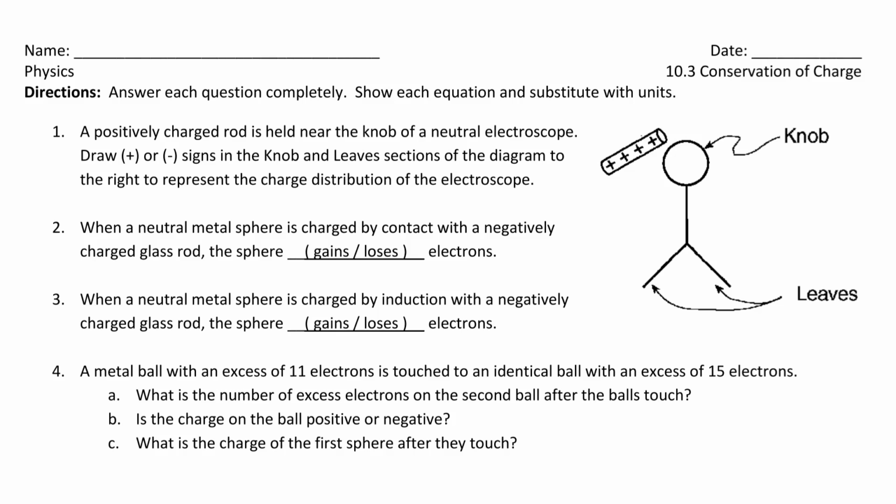Let's start by doing three review type questions from 10.2, and then 4, 5, and 6 have to do with the law of conservation of charge. With number 1, it says a positively charged rod, shown here, is held near the knob of a neutral electroscope. So this electroscope here is neutral. There's going to be the same number of positive charges and negative charges, meaning the same number of positive protons and negative electrons. It says draw plus or minus signs in the knob and leaves sections of the diagram to the right to represent the charge distribution of the electroscope.